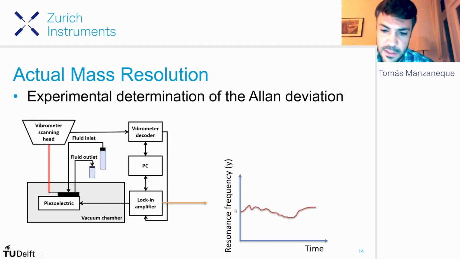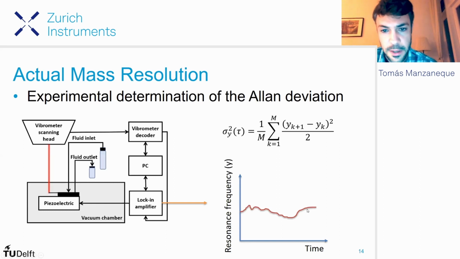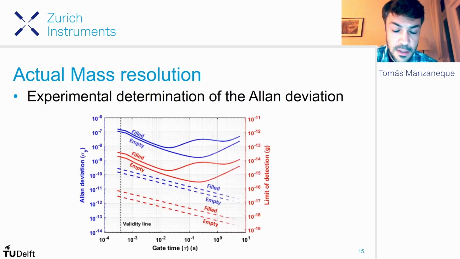Then this system gives us a reading of the resonance frequency versus the time. And from this, we can calculate the real Allan deviation, the actual Allan deviation of our resonator and our measurement system. Again, we did that for our resonators, and we found these real limits.